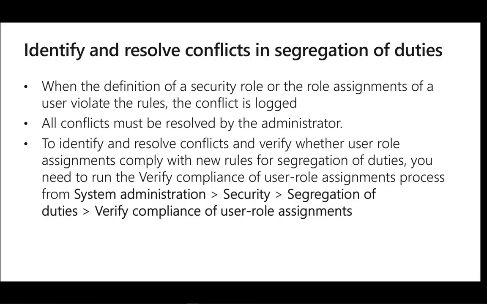Conflicts are also logged on a segregation of duties conflicts page. To run the verification process as a batch job, we just need to select batch processing and then set the other batch parameters. After the batch job runs, we can review the conflicts in the segregation of duties conflicts page, then take the required action to correct them.